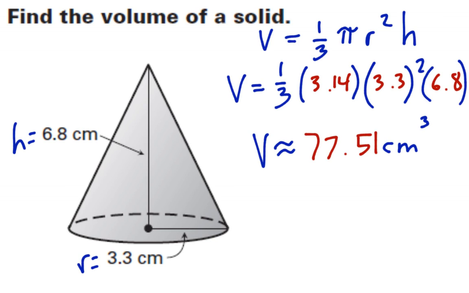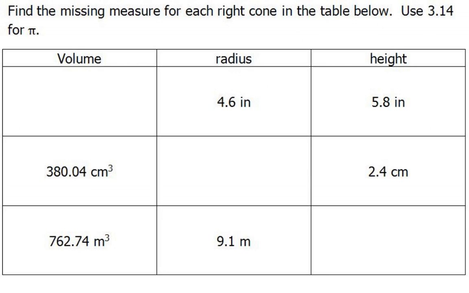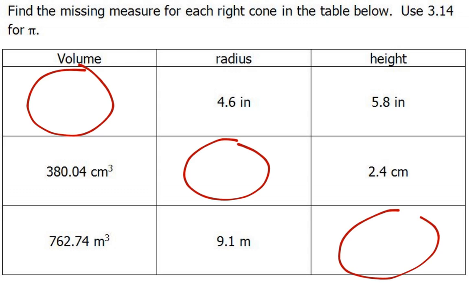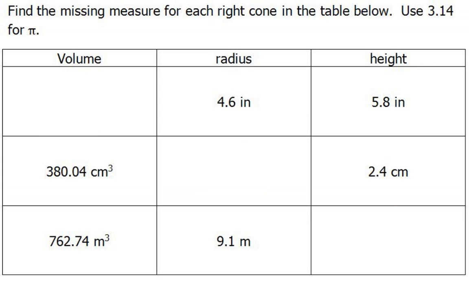Let's take a look at another example. Again, we have one of these charts where there are missing pieces. I've got my volume missing here, I've got my radius missing there, I've got my height missing here. That makes the problem slightly different in each example. Let's start with the one where it's volume that I don't know. This is just like the pictured diagram that I had just a moment ago, and we will set up the formula using the 4.6 and the 5.8 for radius and height.